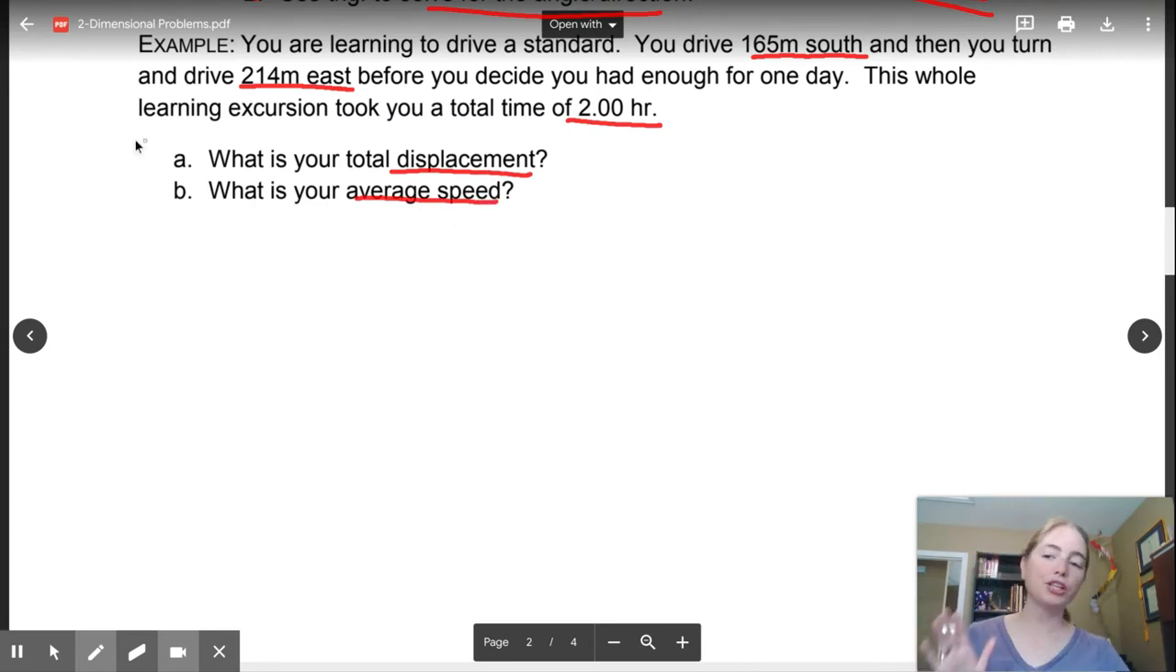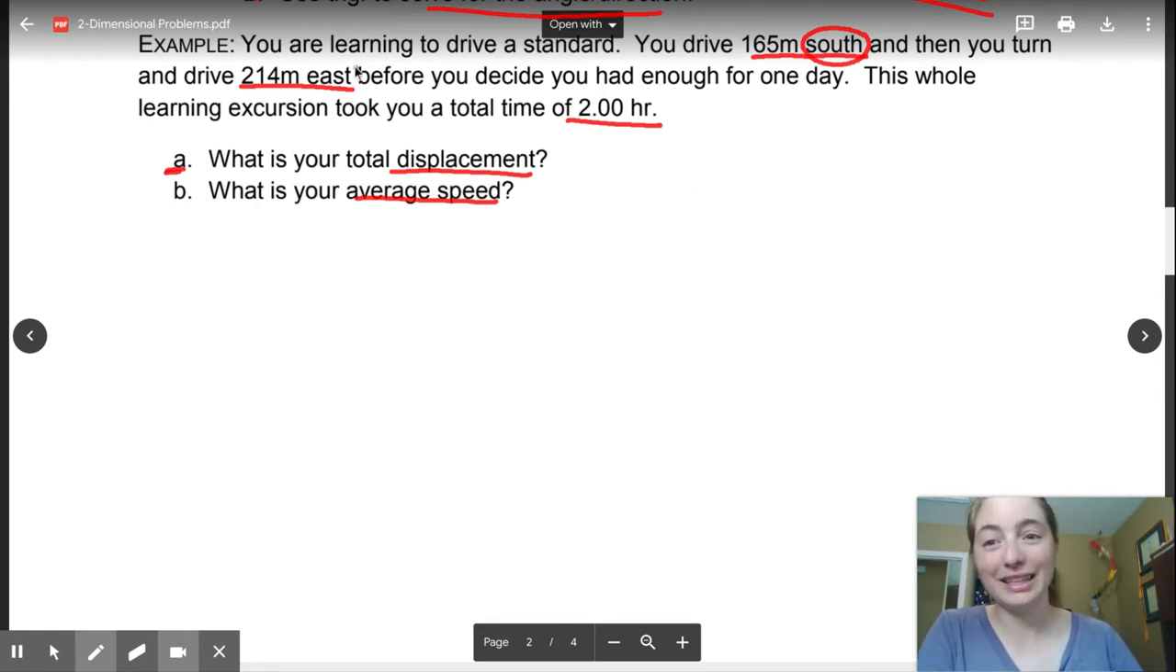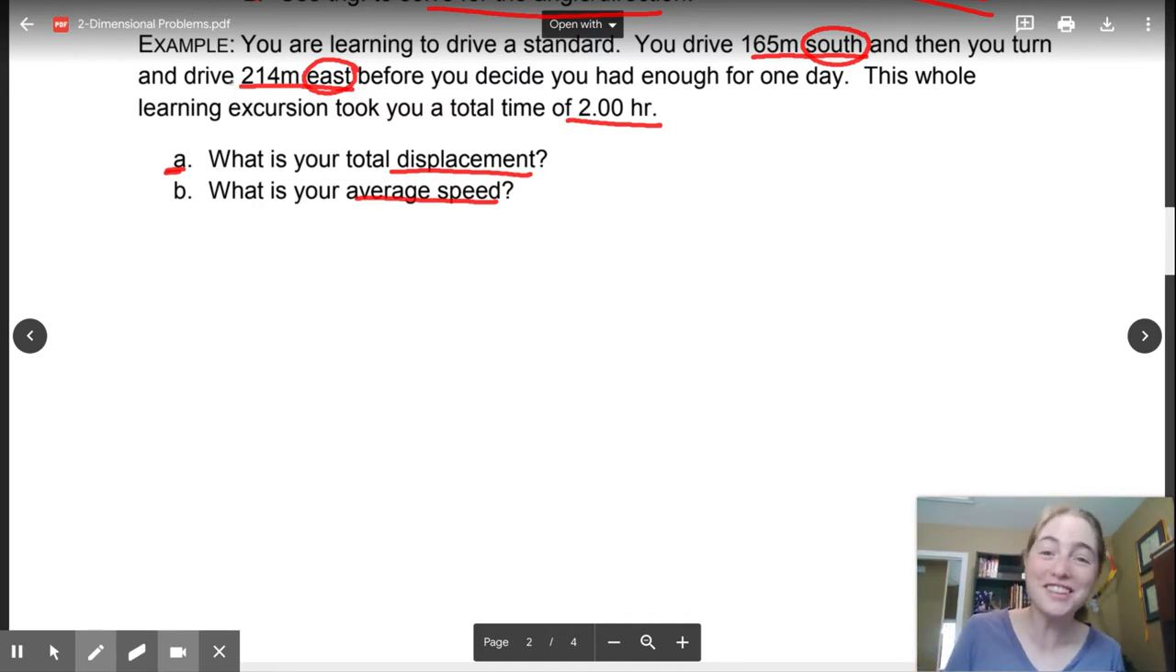Okay. We're going to start with A. Now, let's relook at these words. Displacement. Is that vector or scalar? That's a vector. So that means I need magnitude and I need direction. So because direction matters with A, you need to come in now and hone in on those directions. South. East. Ladies and gentlemen, we're now in 2 dimensions. We are no longer in 1 dimension. I can't simply give a positive and a negative anymore.